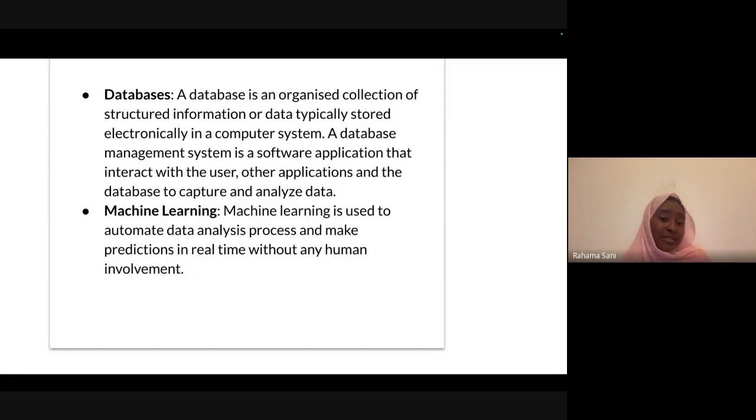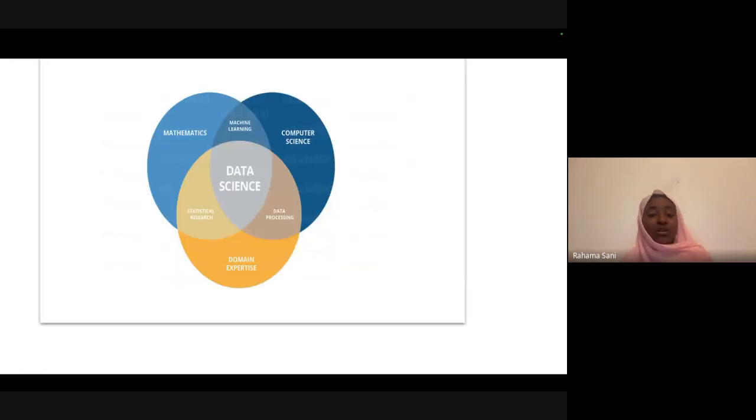Then databases, you need to understand how databases work. A database is an organized collection of structured information or data, typically stored electronically in a computer. And a database management system is a software application that interacts with the user, other applications, and the database to capture and analyze data. Then you need to understand machine learning too. Machine learning is used to automate the data analysis process and make predictions in real time without any human involvement. Most of the predictions you would be making, you're going to be using machine learning models. So you need to understand how machine learning works too.